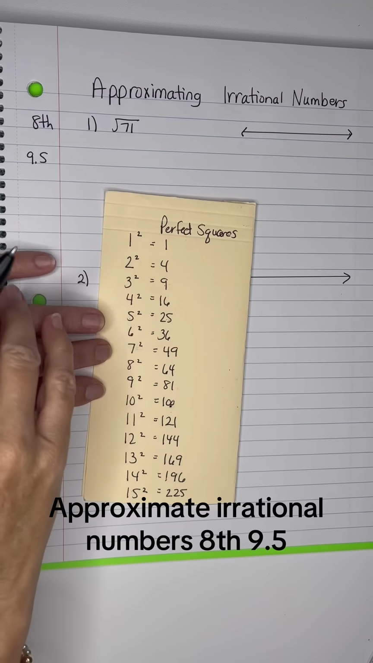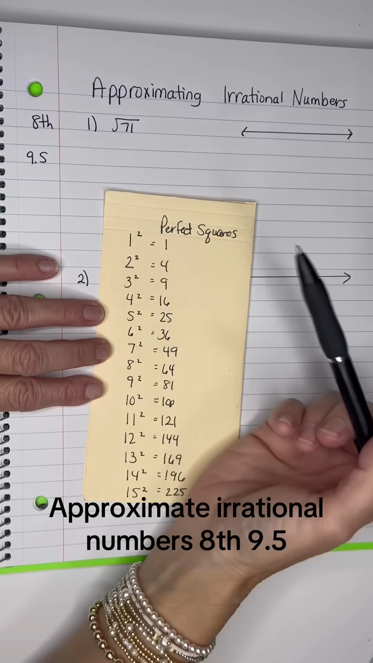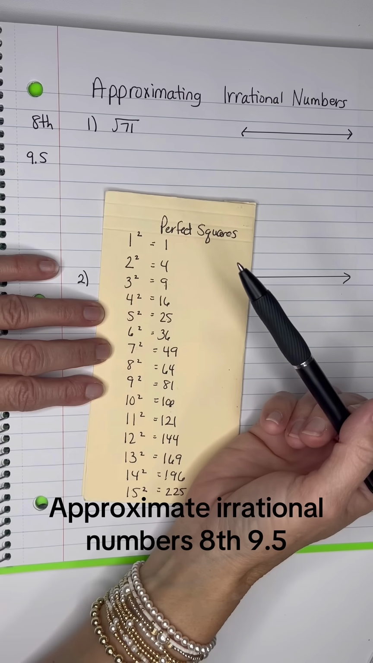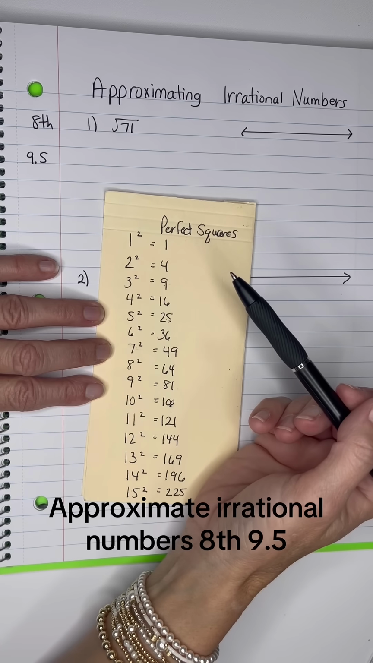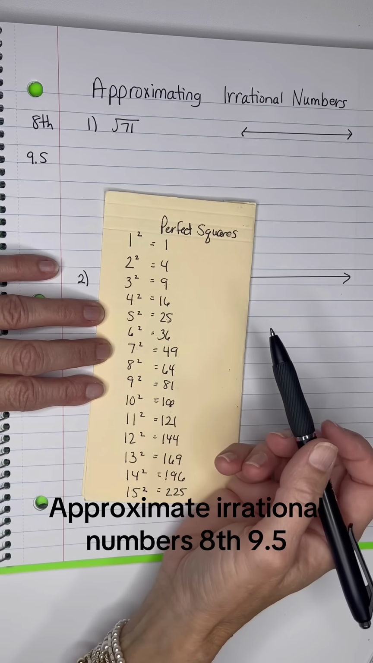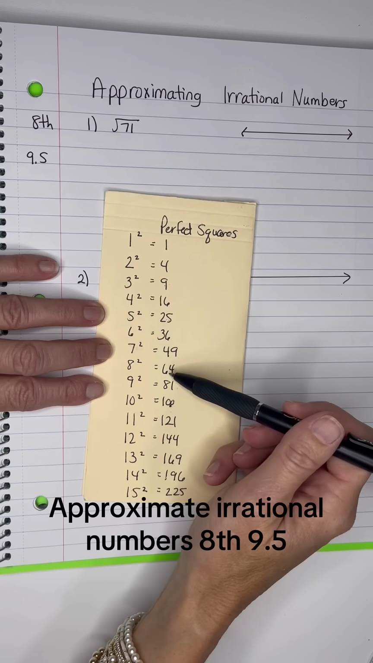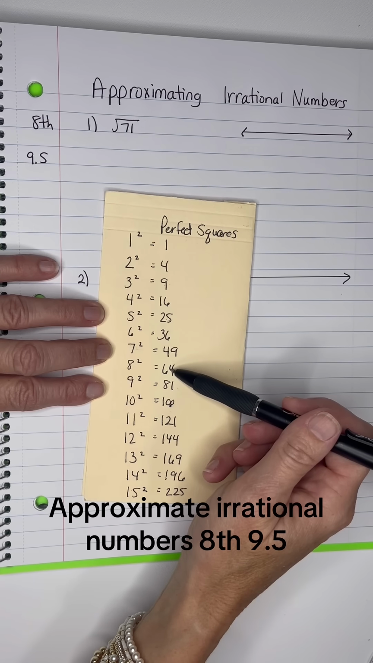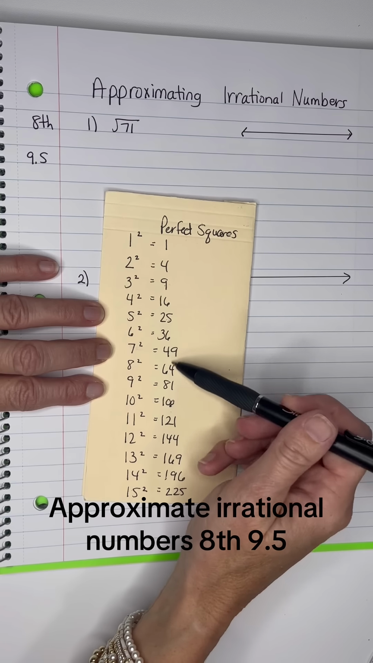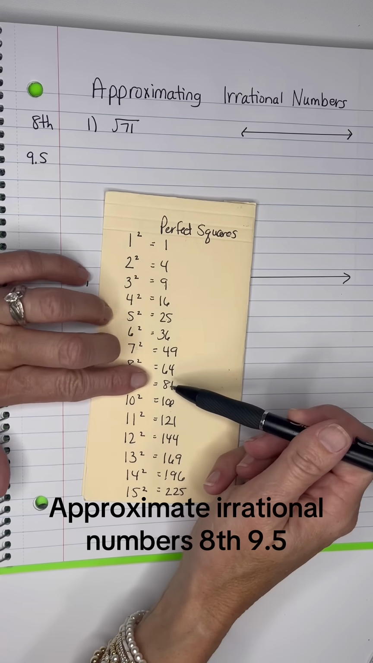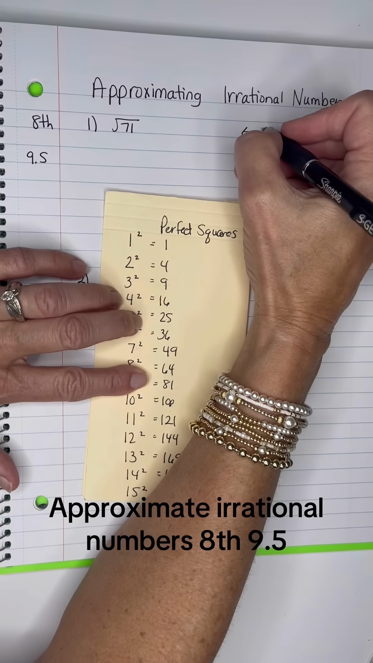Let's approximate irrational numbers. We have the square root of 71 here, which is not a perfect square. So that means it's going to be a decimal answer, and it is considered irrational. So the square root of 71 would be between 64 and 81. 71 is between those two numbers. So let's look at it on a little number line.